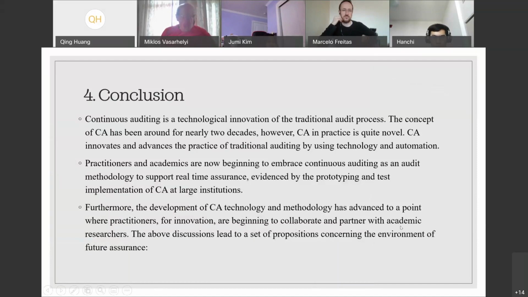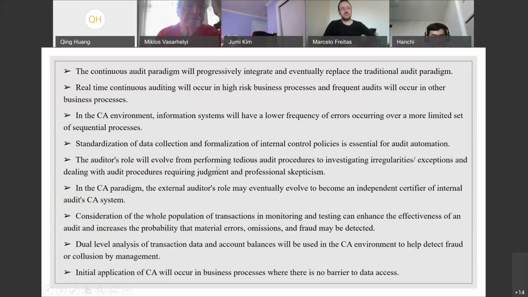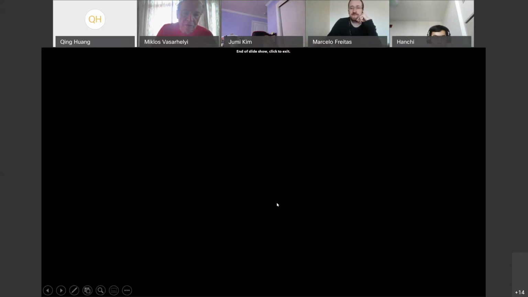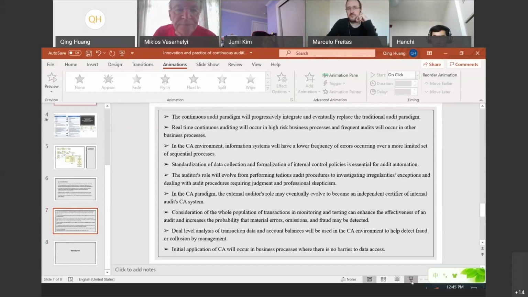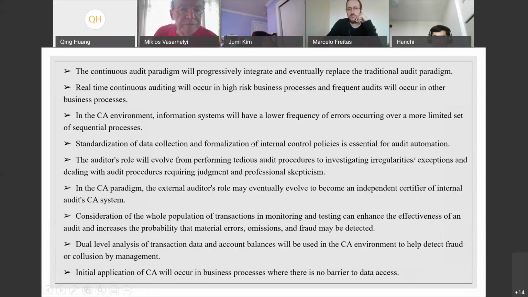Here is the conclusion. In this paper, they also propose a set of propositions concerning the environment of future assurance. Here are some of the future research topics. The first is that the continuous audit paradigm will progressively integrate and eventually replace the traditional audit. And real-time continuous audit will occur in high-risk business processes, and frequent audit will occur in other business processes.